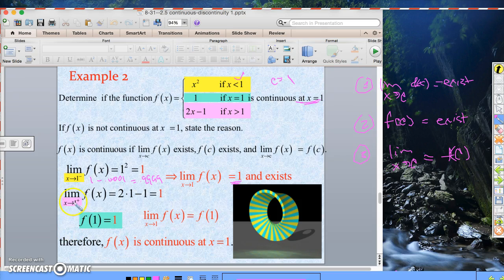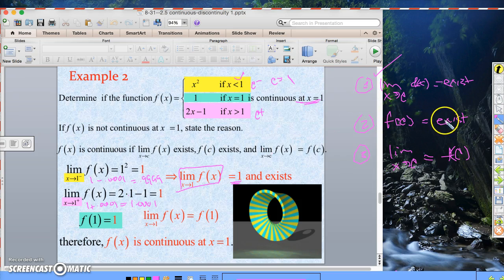Okay? Now, from the right, just right after 1, so that's kind of like 1 plus 0.0001. And so that's like 1.0001, doesn't it? So that's like the pink equation because that's to the right of 1, greater than 1. So this is c plus, this is c minus. So that's c plus, that means I'm going to plug in roughly about 1 here, and so I'm going to get 2 times 1 minus 1, which is roughly 1. So you can see the limit from the left equals the limit from the right, so the limit as x approaches 1 equals 1 and exists. So condition 1 satisfied.